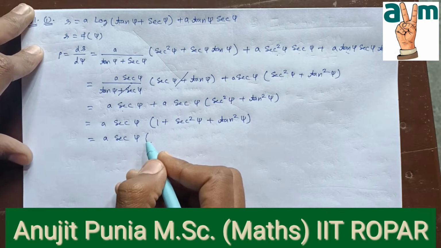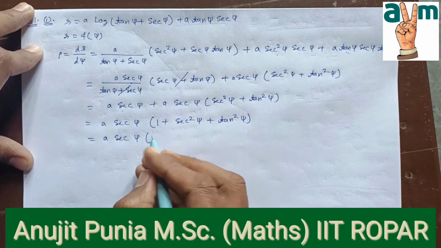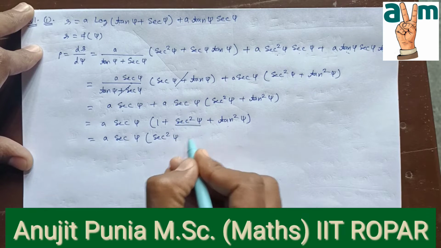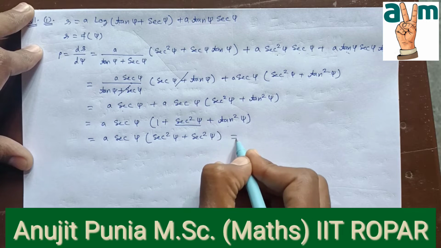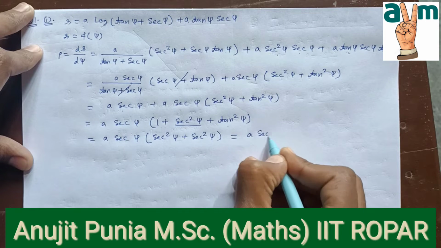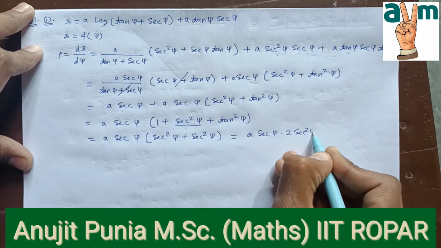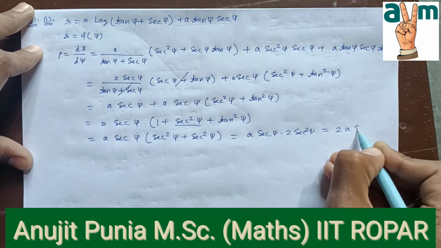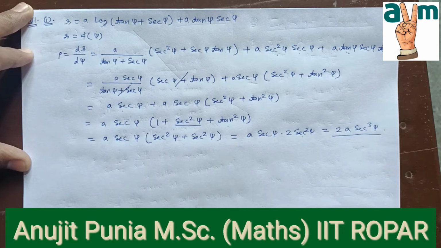1 plus tan square psi is secant square psi, and plus this secant square psi, and we get a secant psi into 2 secant square psi, and the answer is 2a secant cube psi. This is our radius of curvature.